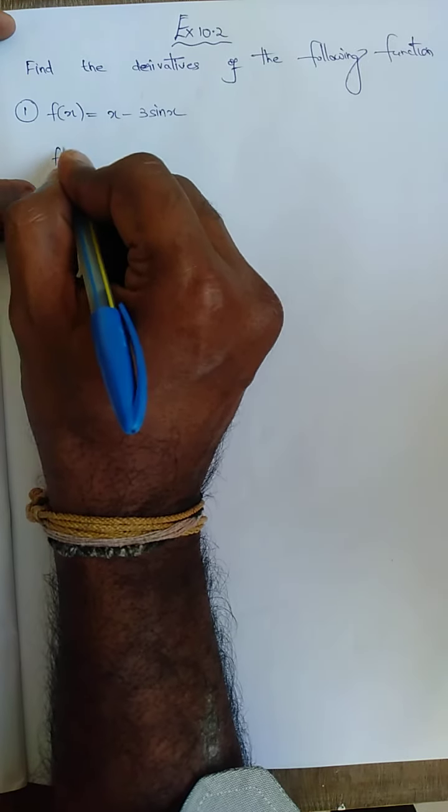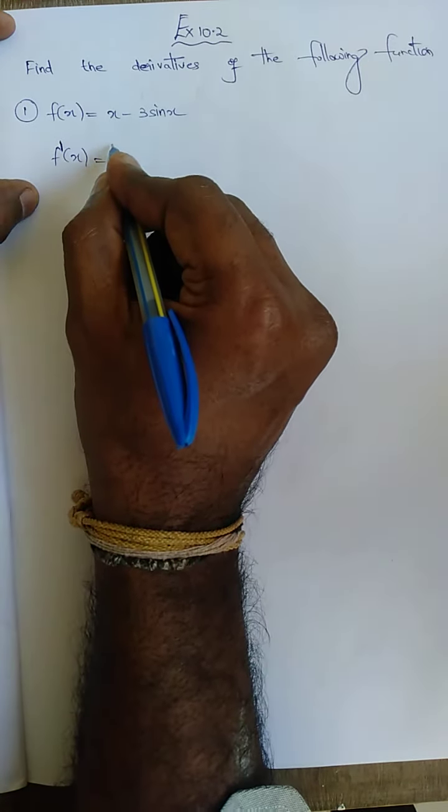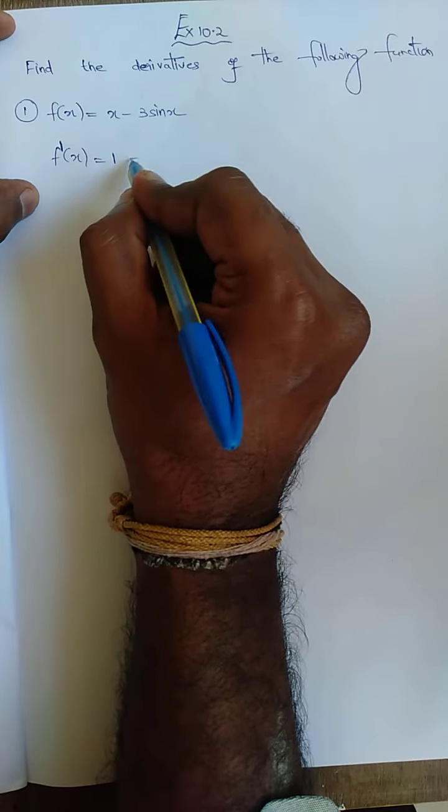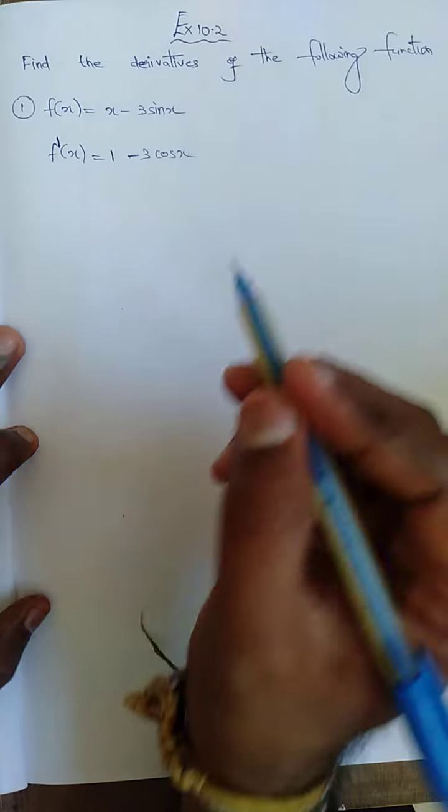F of x differentiate is f dash of x. X differentiate is 1, I have told you previously itself. Minus 3 is a constant. Sin x differentiate is cos x. This is the first sum.